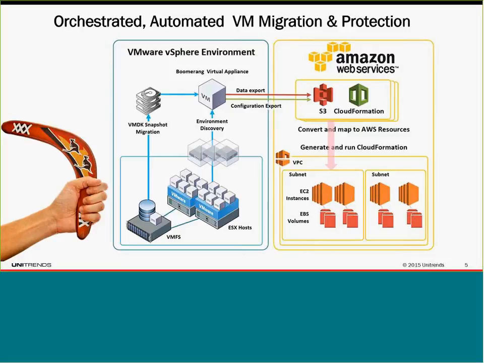At a high level, this is how Boomerang works. On the left is your local VMware vSphere environment. On the right is the Amazon Web Services public cloud. With Boomerang, you download a virtual appliance into your local vSphere environment. It's a 500 meg appliance, actually a vSphere image. It pops up a dashboard. It auto-discovers the VMs in your environment. You choose which VMs you'd like to snapshot and migrate.